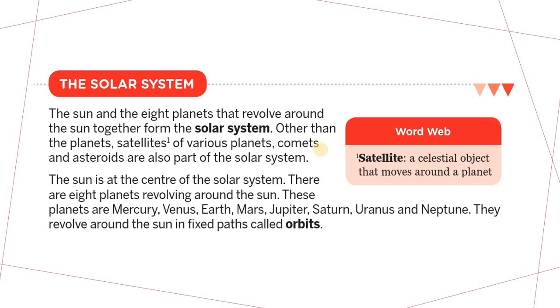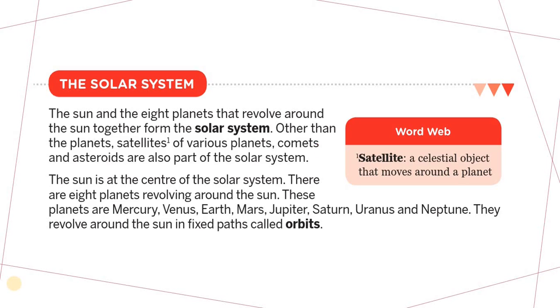So the sun is at the center of the solar system. There are 8 planets revolving around the sun. These planets are Mercury, Venus, Earth, Mars, Jupiter, Saturn, Uranus and Neptune. They revolve around the sun in a fixed path called the orbit. That's the fixed path which they take around is called the orbit. And as you all know, Pluto was earlier considered to be a planet, but now it is considered to be a dwarf planet and we don't count it in the planets of the solar system.